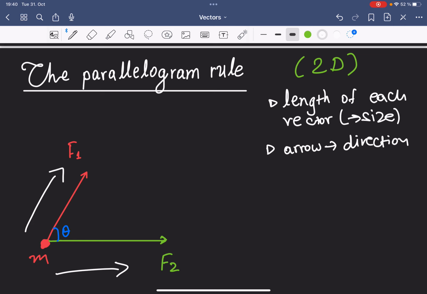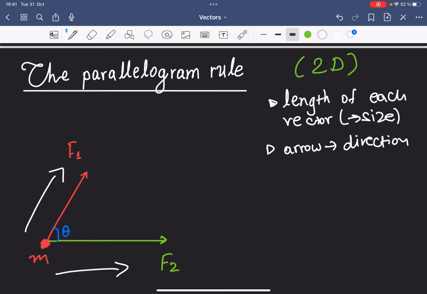Now what I want to highlight is that, number one, the length of the vector, the length of the green line and the length of the red line, represents the size of it, and the arrow is showing us the direction, so nothing is random here. So how do we apply the parallelogram rule, and how do we find the resultant force in this scenario?